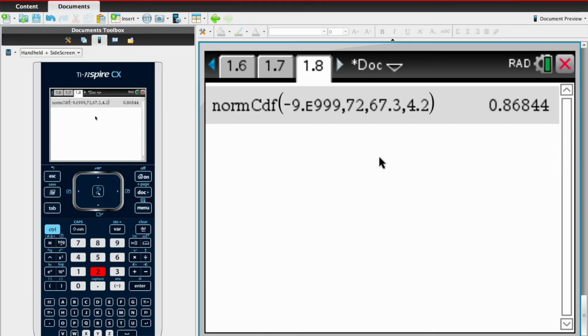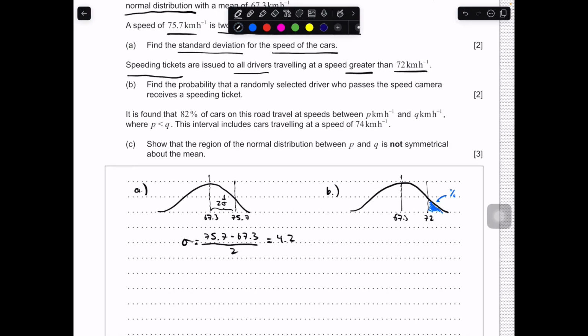Alright, so what has gone on here? What does this 0.868 mean? Let's go back to the document and try to unpack this. Speeding tickets are issued to all drivers traveling at a speed of 72. Find the probability that a randomly selected driver receives a speeding ticket. So our calculator gave us this value of 0.868. What does that mean? That means that all values to the left of this line right here make up 86.8% of the individuals, so 0.868.